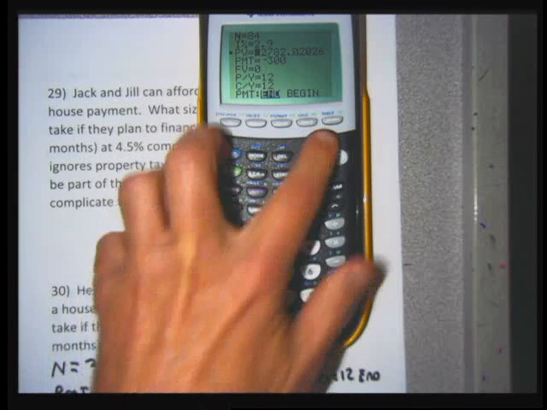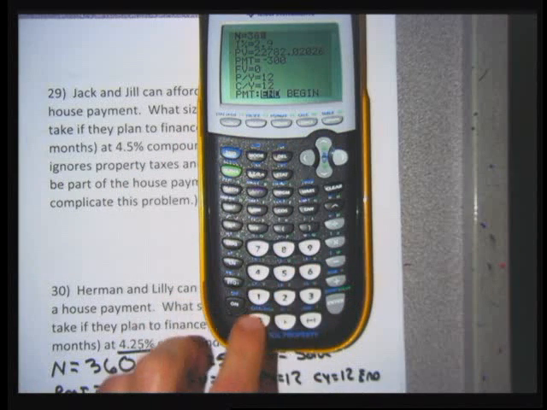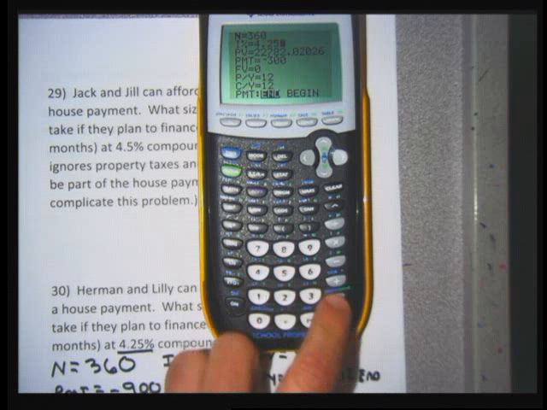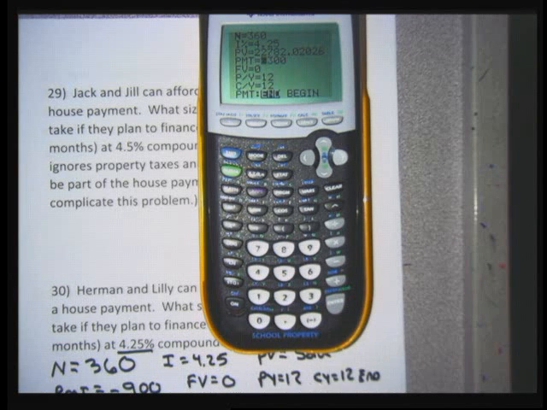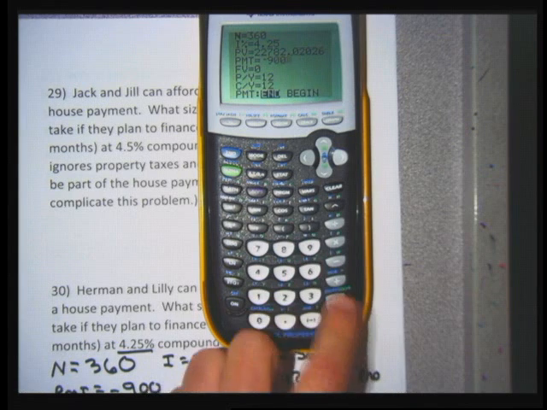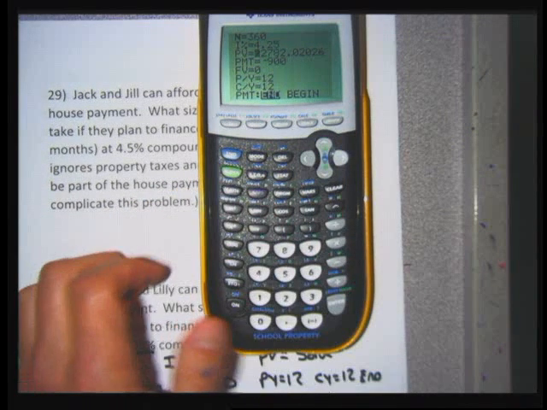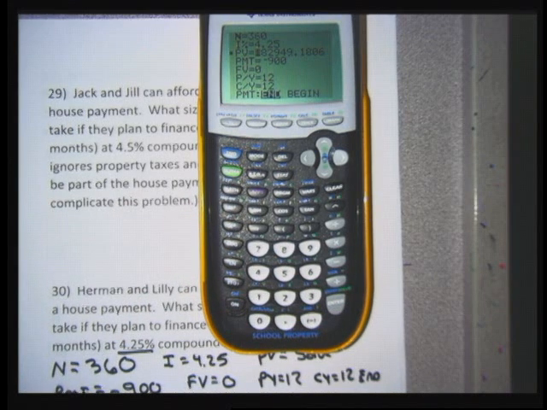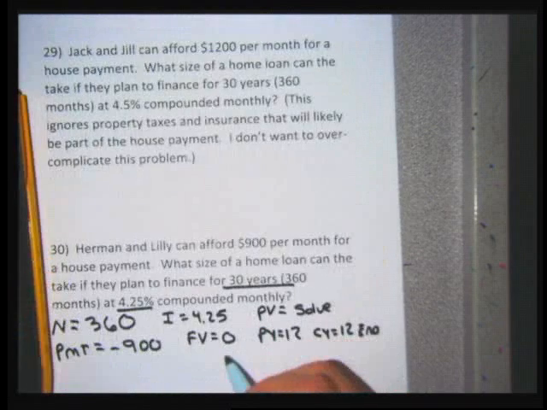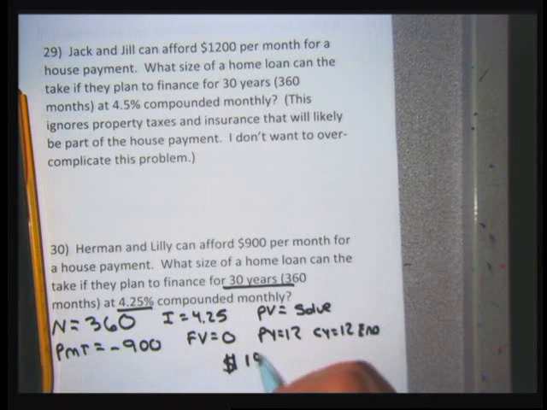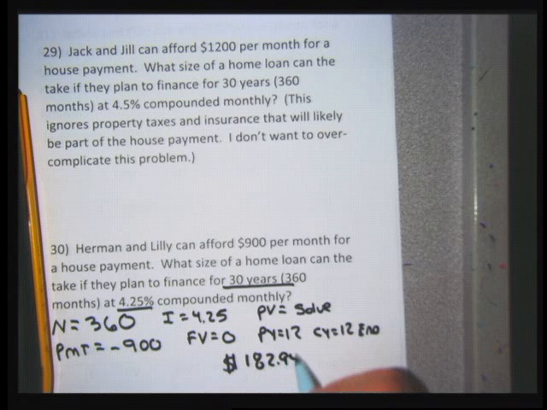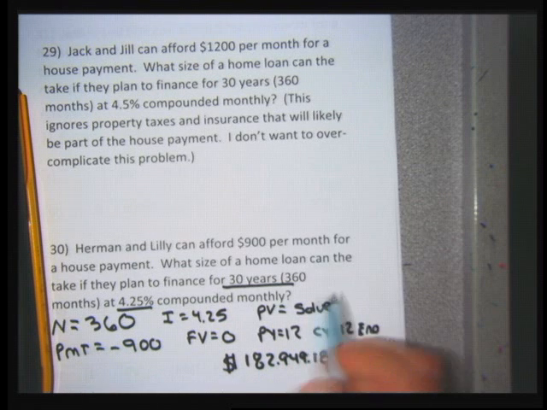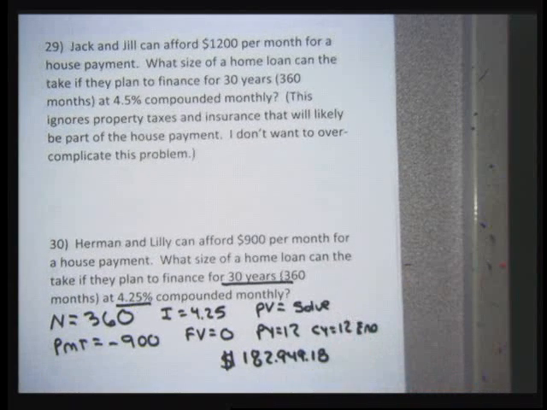360 for the N, 4.25 for the interest rate, negative 900 for the PMT, go up to the PV, alpha and enter, and they can get a $182,000 loan. So my answer for Herman and Lily is they can get a $182,949.18 loan for a house if they want their payment to be $900 per month, ignoring taxes and insurance, which could be an extra $150 a month for this purpose.